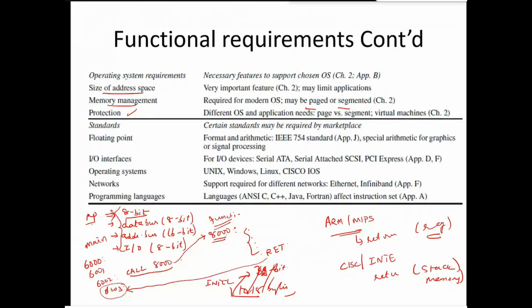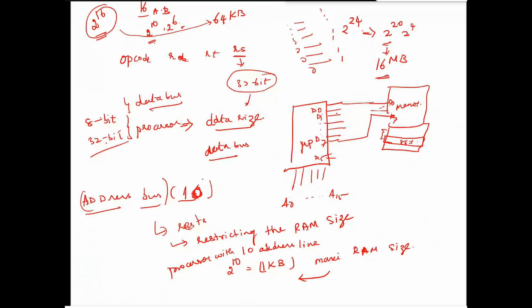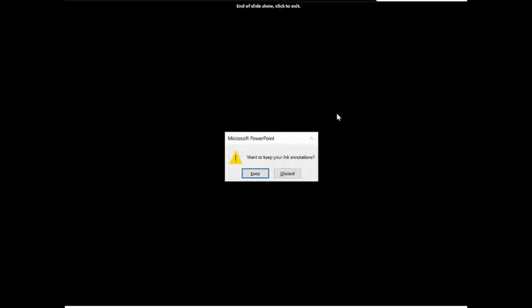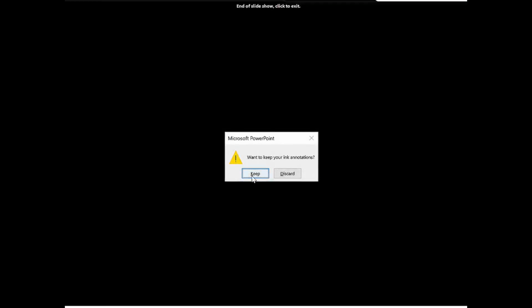And other than that, the floating point operations, I/O interfaces, like how to interface the devices with the various cables, the operating system, the networks and the programming languages. So all those things are important functional requirements when you go for computer architecture designing. So with that, this topic is done. Any doubt in this?